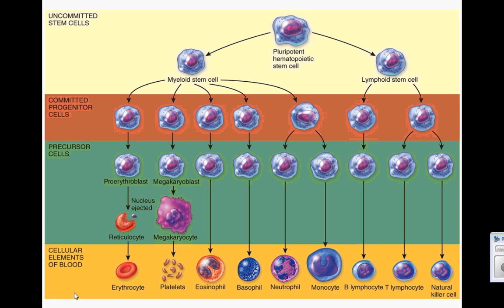Okay? Once again, there are three different types of formed elements in our blood. Red blood cells, platelets, and then white blood cells. Okay? Well, as you can see, red blood cells come from myeloid stem cells. Platelets also come from myeloid stem cells, as do 4 of our 5 white blood cells. Okay? Eosinophils, basophils, neutrophils, and monocytes all were distantly coming from this myeloid stem cell.